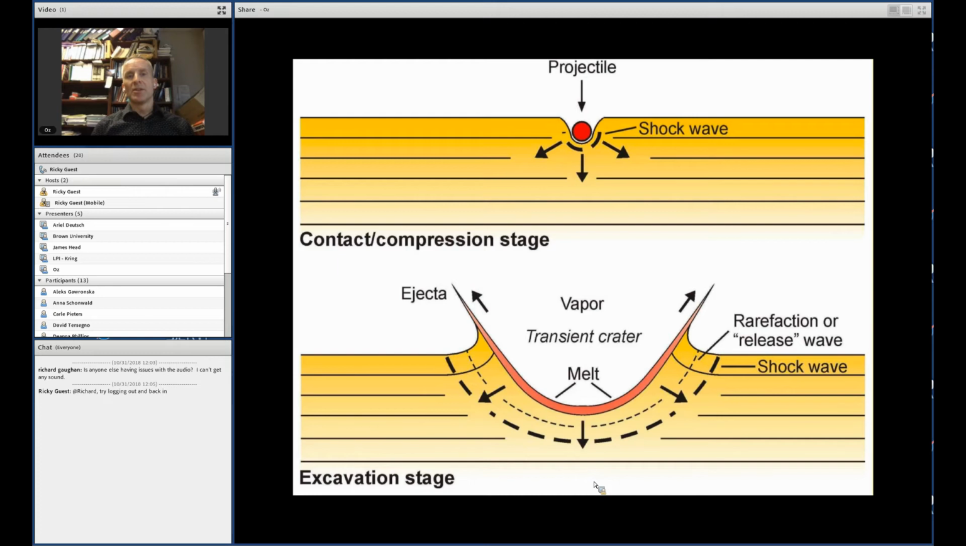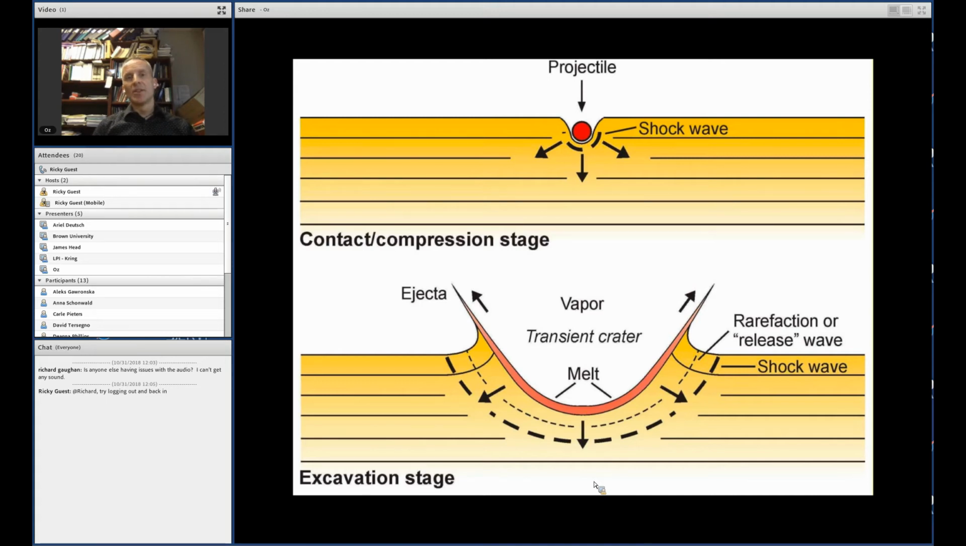So basically, by the end of this contact and compression stage, most of the projectile material is typically lost, either distributed around the planetary object in question or just lost back into space, and typically in the form of vapor or mixed in with small melt particles.